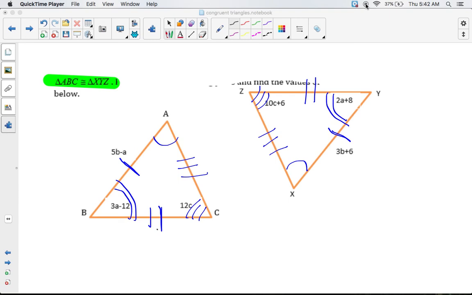Now if you look at AB, it says 5B minus 9, minus A. I don't want to start with that because it has 2 variables. So we're not going to start there. Let's look at angle Y and angle B. They say 3A minus 12 and 2A plus 8. Well, we know that angle B is equal to angle Y. So I could go ahead and solve this problem.